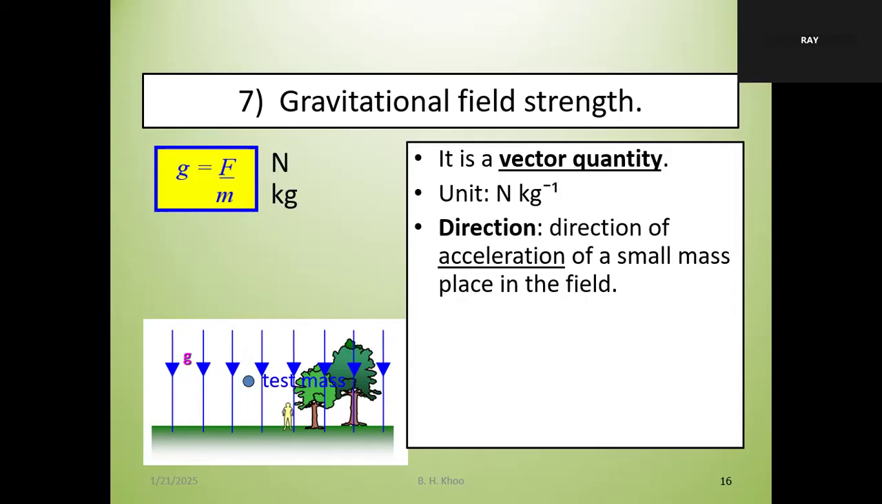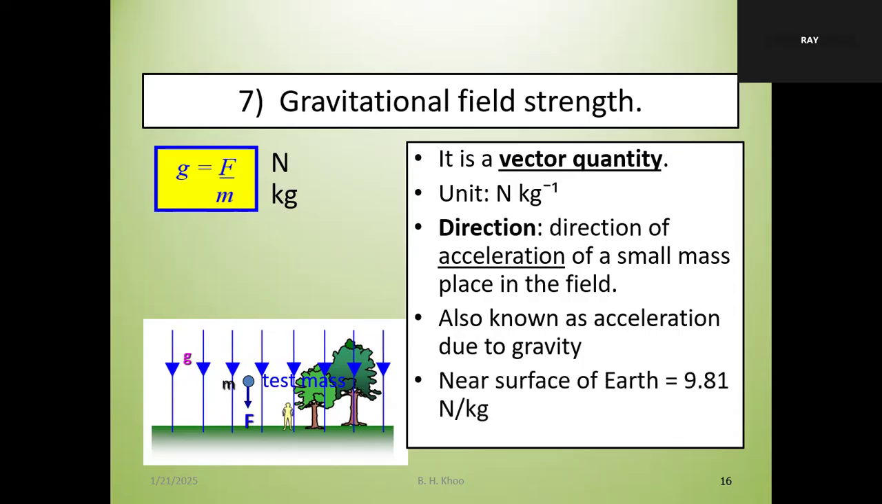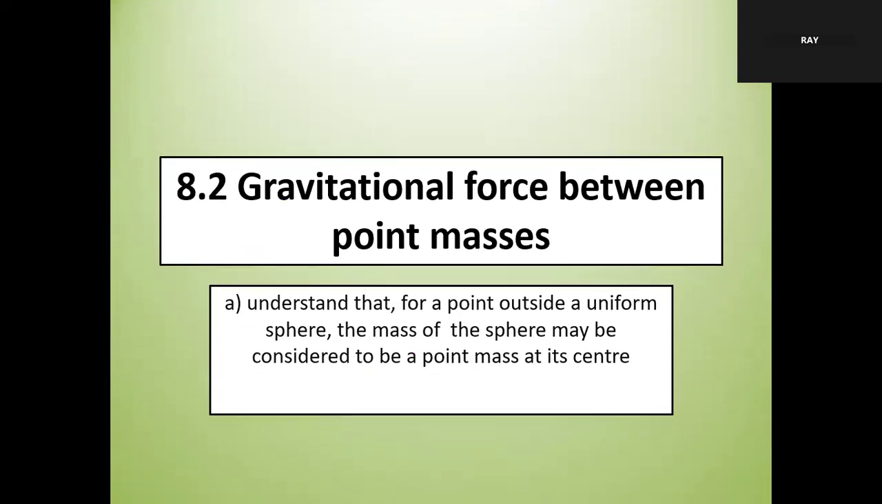This is a test mass. It will accelerate downwards there, so that's the direction of the field lines. It is also known as acceleration due to gravity. Near the Earth's surface it is 9.81 Newton per kilogram. That one we have gone into.